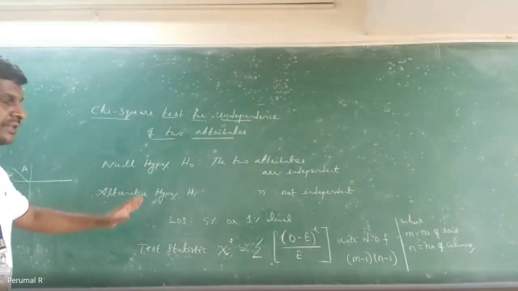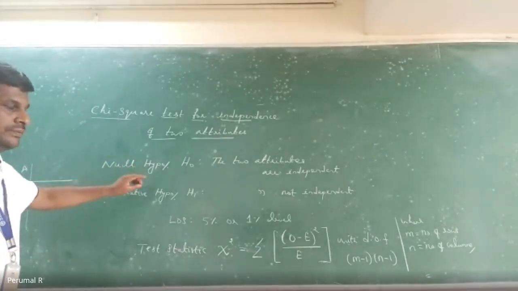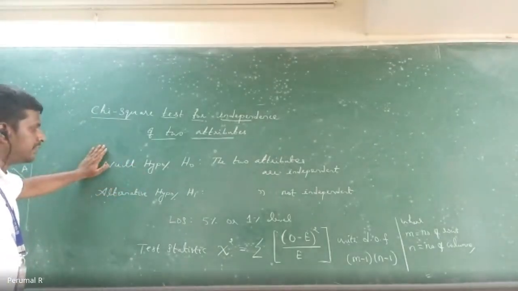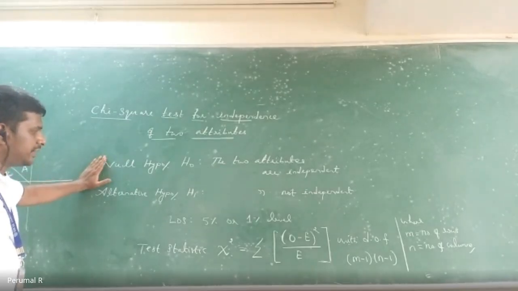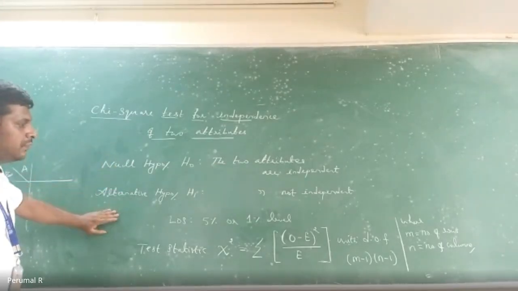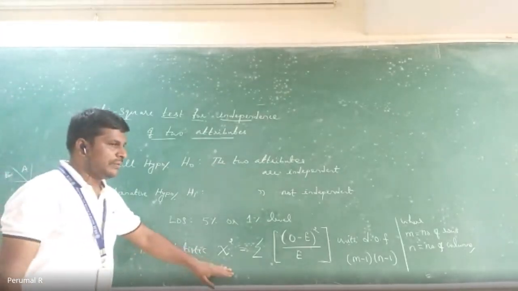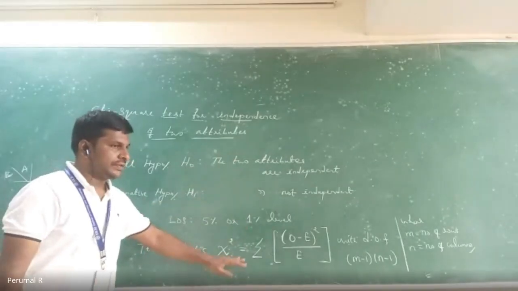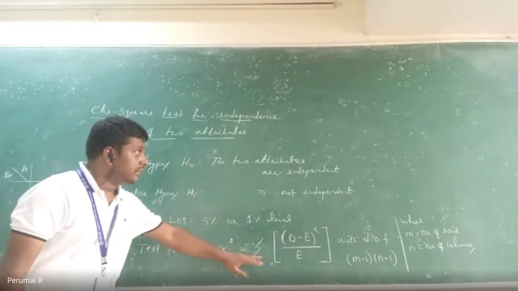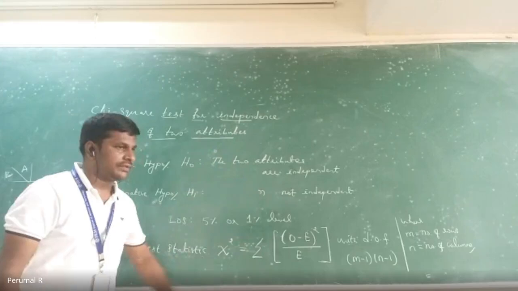Any doubt for that procedure? So before starting that problem, you can set your null hypothesis and alternative hypothesis in this way. Okay, so this is your formula, the same formula for goodness of fit as well as independence of attributes. Both have the same formula.